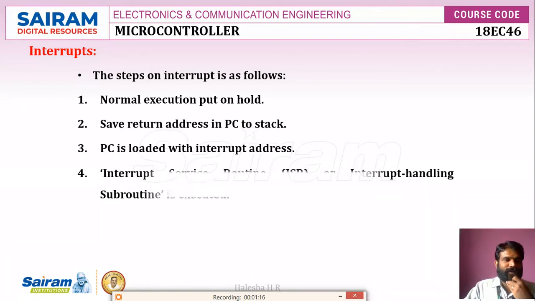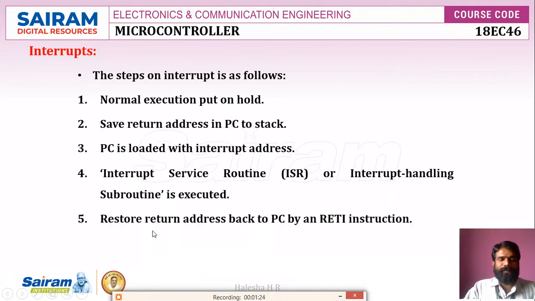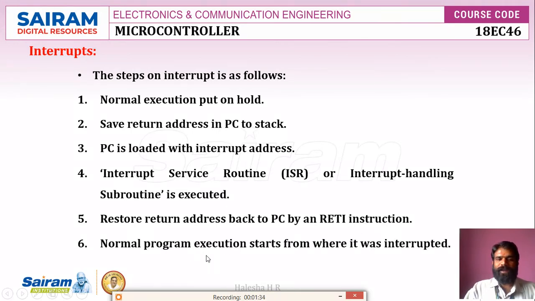After that, execution starts. The interrupt service routine or interrupt handling subroutine is executed. And at the end of the ISR, the instruction RETI restores the return address back to PC, and normal execution starts from where it was interrupted. So these are the steps, or events, that occur when the interrupt occurs.